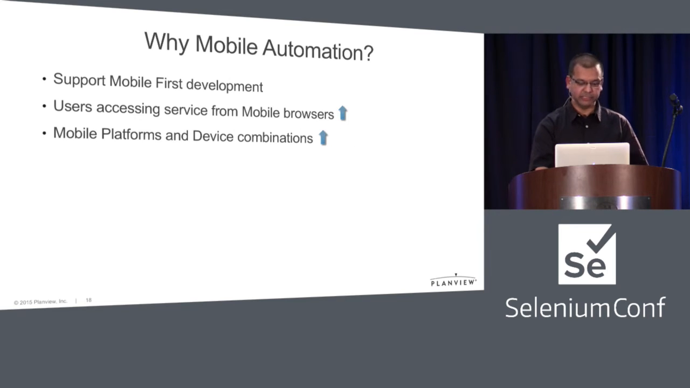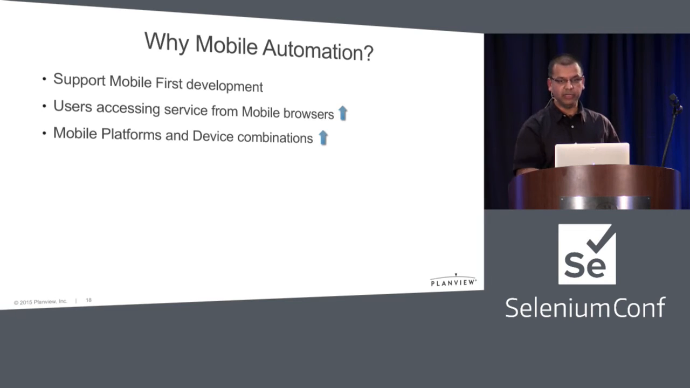So let's tackle the first question, which we had. Why should we go for mobile automation? Due to the increase in the number of smartphone sales and the requirement to provide the best user experience to this user group, the mobile-first development approach is gaining importance.